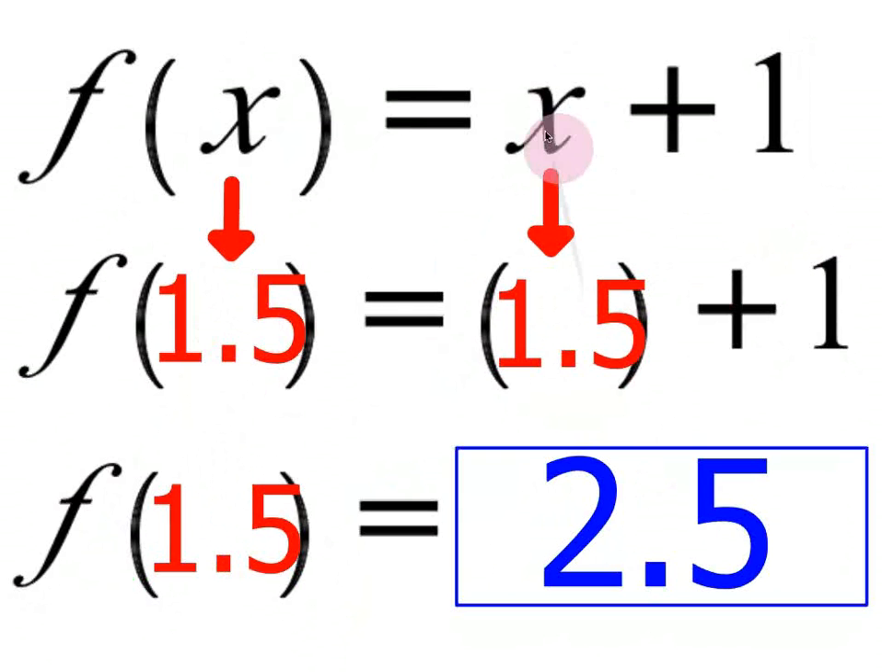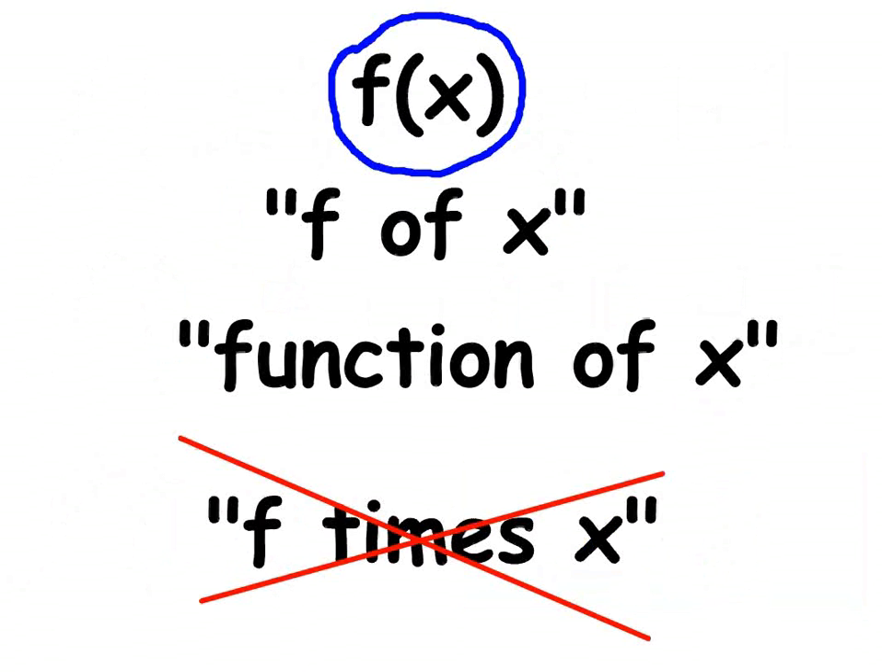You'd plug in a 1.5 for x, add 1, you get 2.5, so f of 1.5 equals 2.5. What I want you to see, and this is something that took me forever to realize, f of x, this is the way you read it, okay? You do not say f times x. Now, I'm saying that because it's something in parentheses, and I know you've been taught if you have something next to parentheses, you multiply. Not in this case.